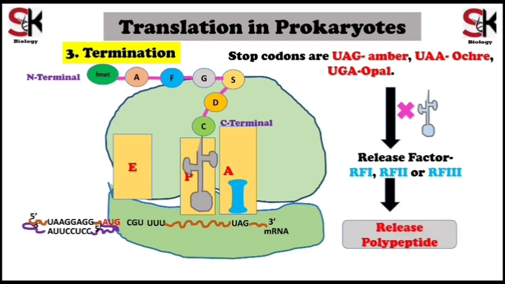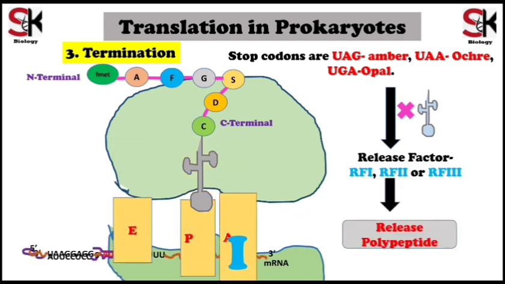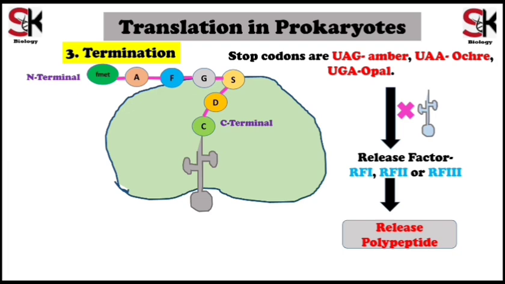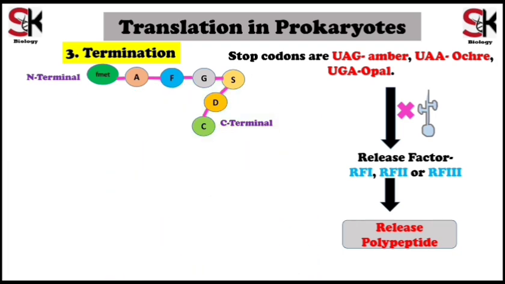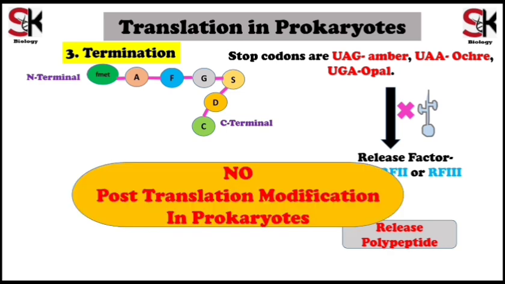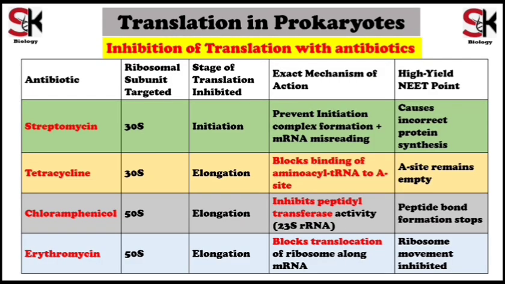Release factor releases the synthesized protein from the machinery, and the machinery is dissociated into 30S and 50S subunits and recycled for next protein synthesis. In prokaryotes, no post-translational modification is needed. Prokaryotic translation can be inhibited with the help of different antibiotics, which I have shown here in this table.